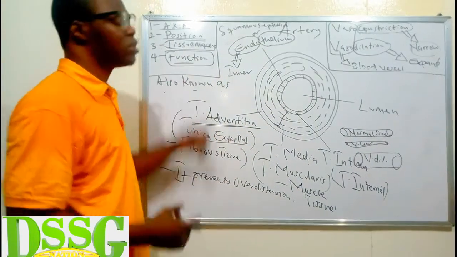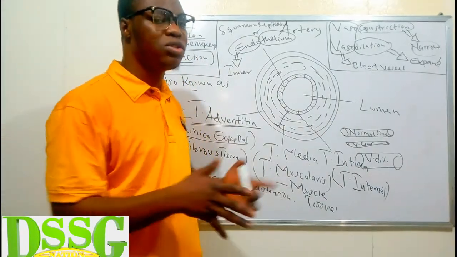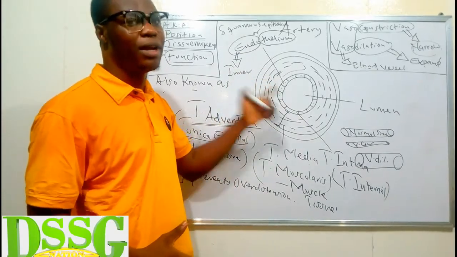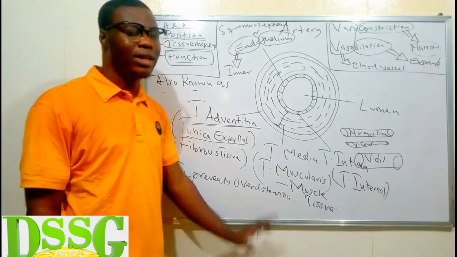So, and then what is the function? We talk about it later. It allows nutrients to pass into the tissues, but I want us to talk about that in the capillary bed. So let's leave that for now. So that is that about the what? About the layers of the what?